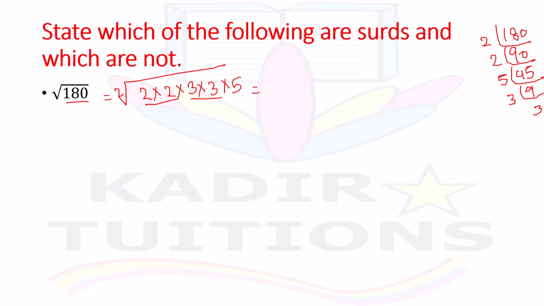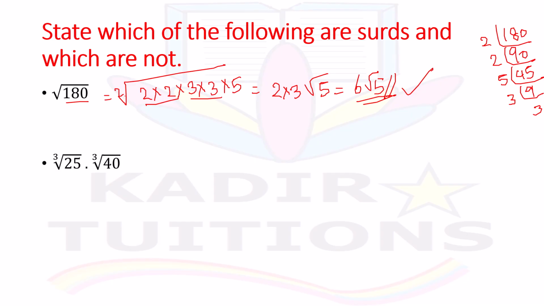So we will be getting the answer as 2 into 3 into square root of 5, which is 6 root 5. Yeah, we got the answer in a surd format. So I can say this is a surd. And we'll see the next question, which is 3 root 25.